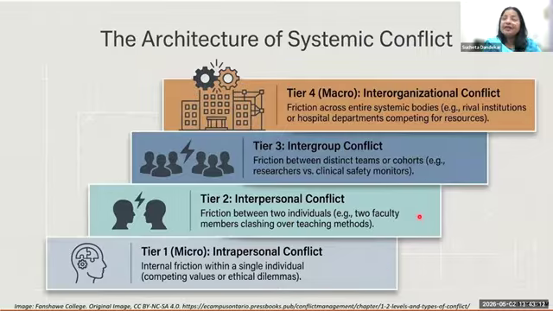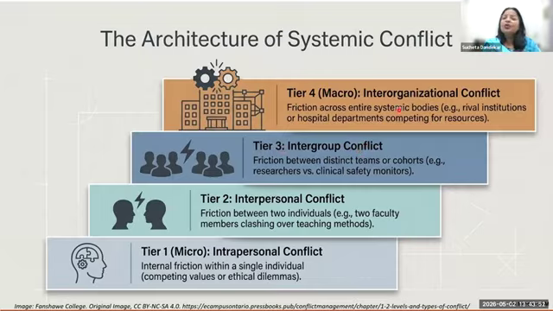The second type of conflict, at tier 2, would be an interpersonal conflict. There is a friction between two individuals, two faculty. An example would be two faculty members clashing over teaching methods. Simple, but it could be there. And as simple as a disagreement, it could go into a conflict. There could be an intergroup conflict, friction between distinct teams or cohorts, where you have researchers, you have monitors, you have so many aspects, and it could be whole groups fighting.